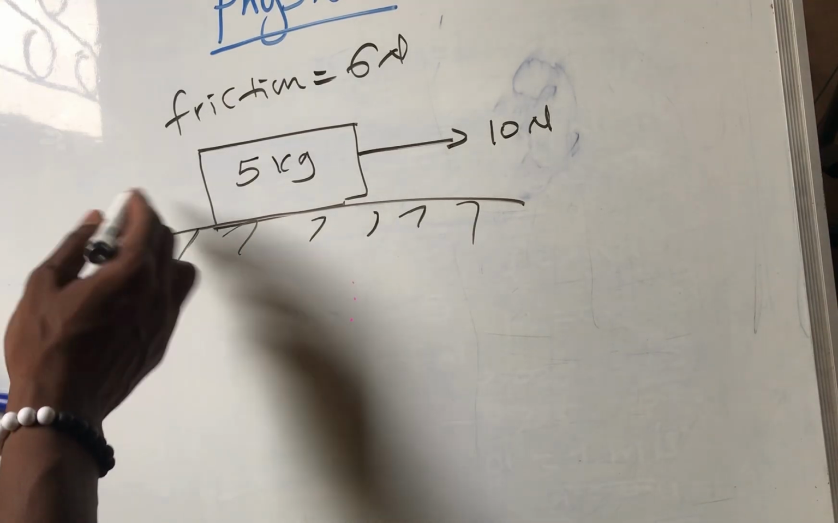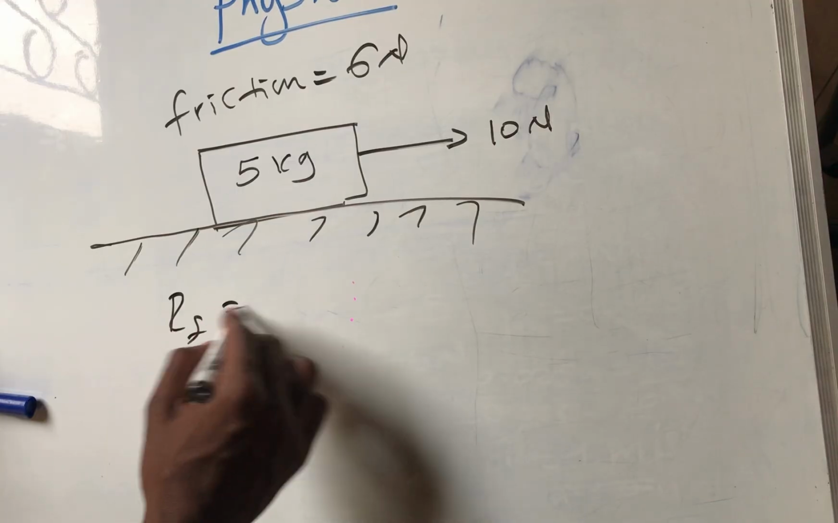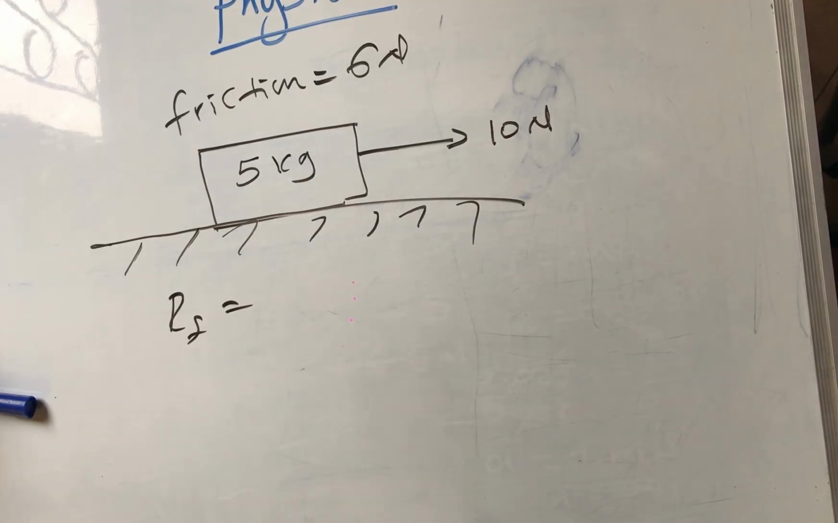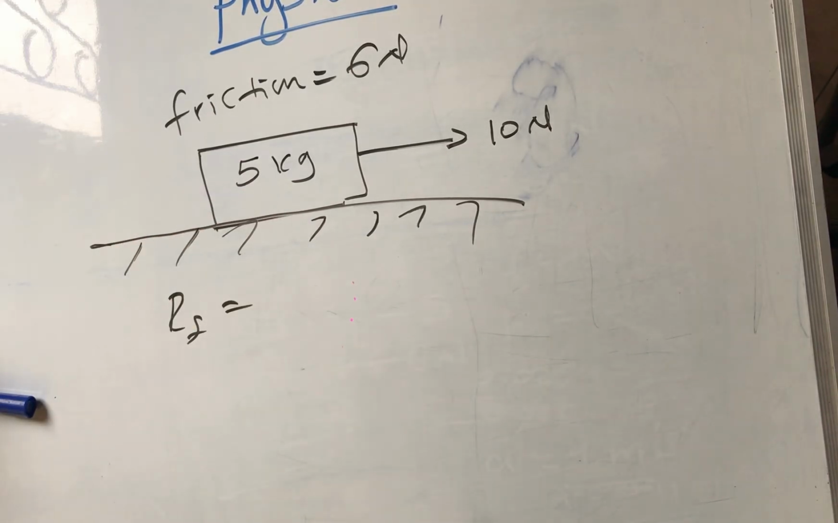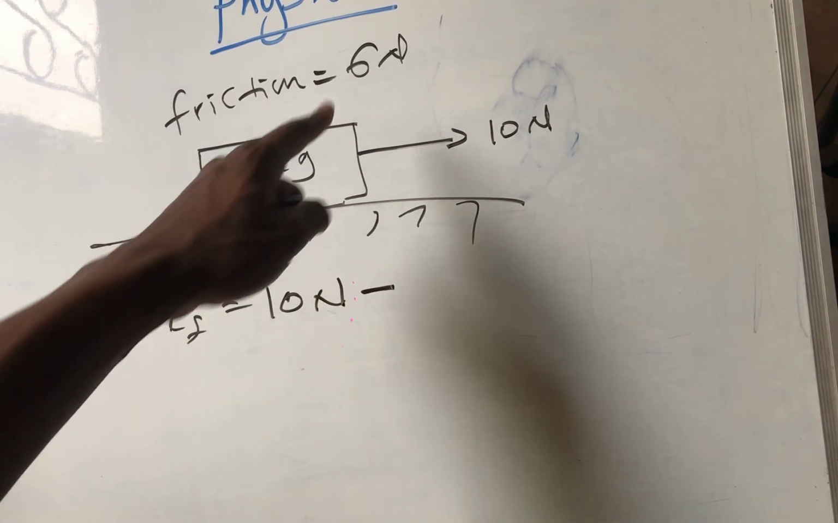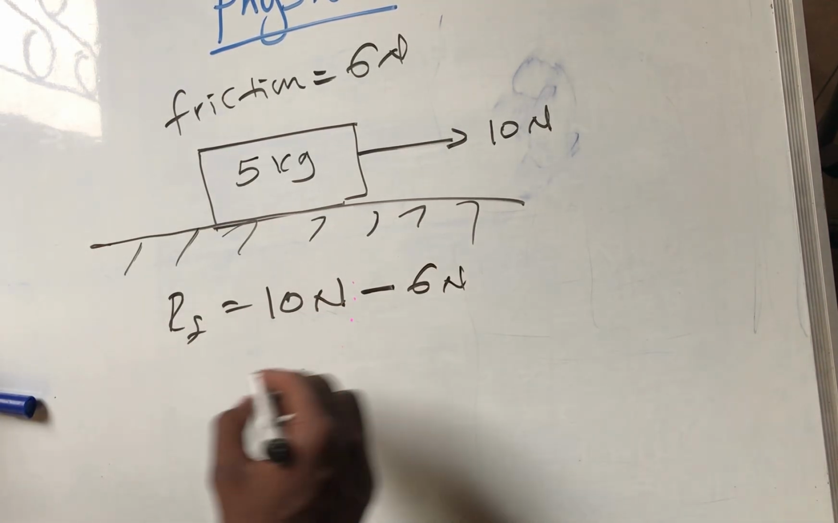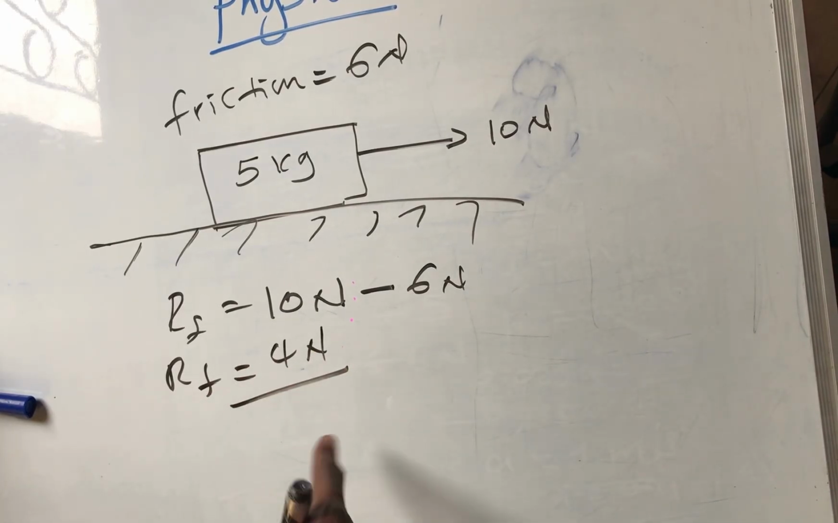So on this side, there is no opposing force that you can see. But because we've been given that the value of friction is 6 newtons, we are assuming that there's 6 newtons acting in the opposite direction. So the resultant force will be equal to 10 newtons minus the value of friction, 6 newtons. So the resultant force will be equal to 4 newtons. So it will move with a force of 4 newtons to the right.